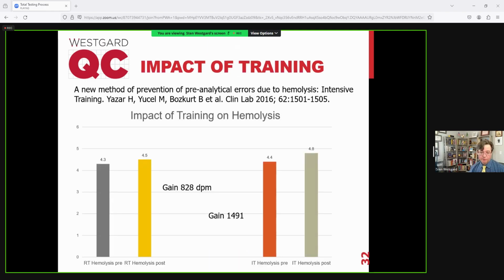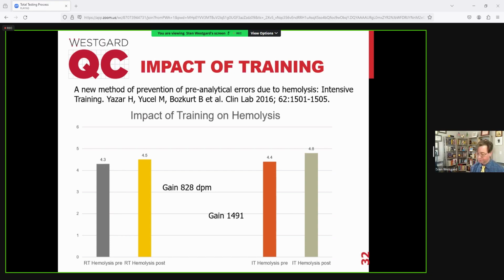What they found: the regular training had a modest impact, from 4.3 to 4.5 sigma. The intensive training went from 4.4 to 4.8. So with more intensive training, you get more benefit. You're reducing your defects per million by 828 in the regular scenario, or 1491 defects per million in the intensive training.